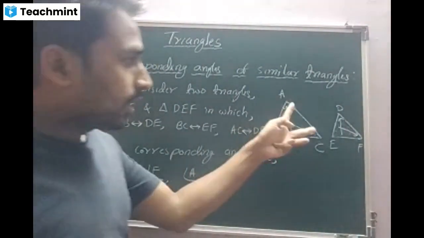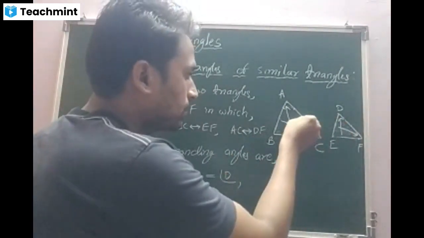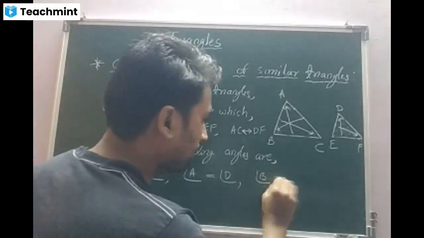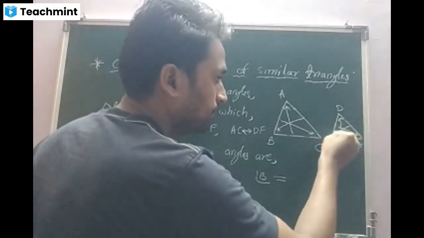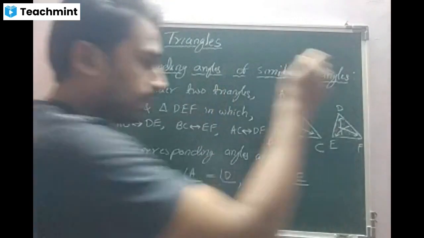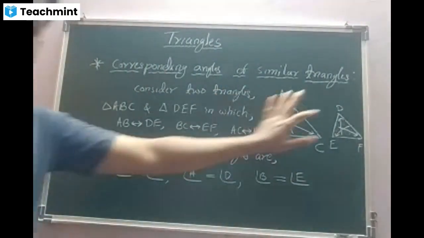Last one. AC with DF. What is the opposite angle to AC? Angle B. This should be equal to angle E. Exactly, because E is opposite to DF. Got the concept?